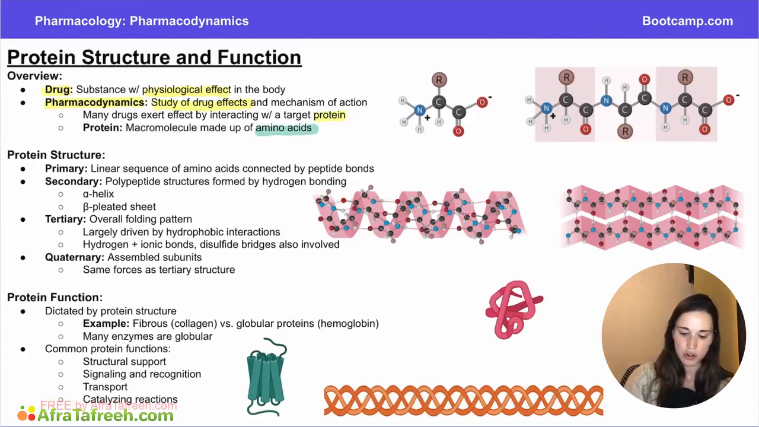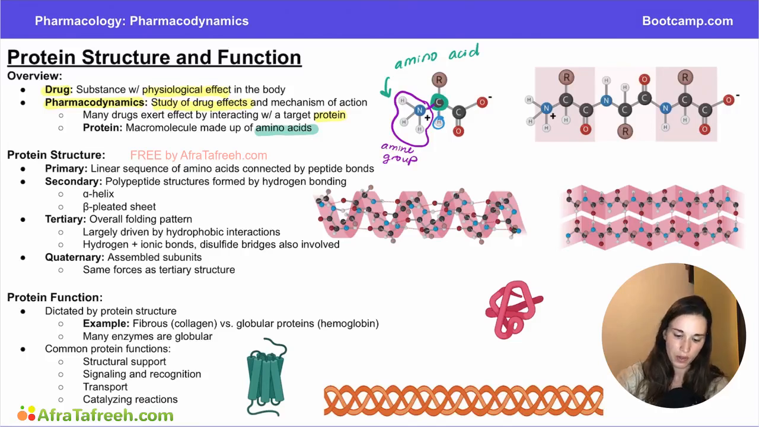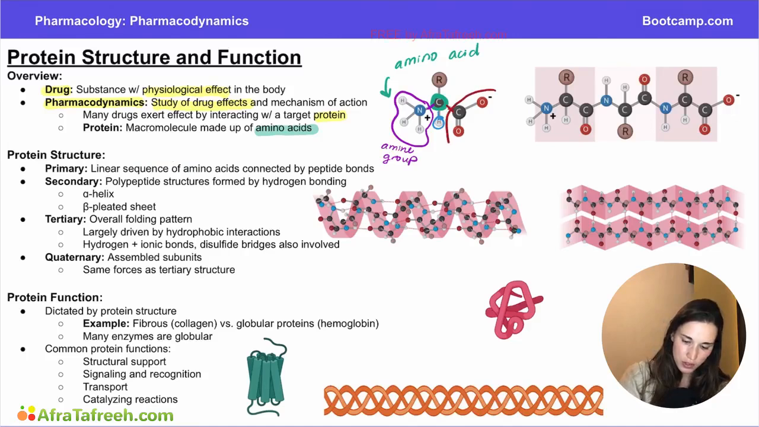Here we have the basic structure of an amino acid, which contains a central carbon that forms 4 bonds. One bond is going to form to this hydrogen atom here. One bond is going to be made with this amine group, which is a nitrogen with 3 hydrogens attached to it. One bond is formed with this carboxylic acid group, which is the carbon with the 2 oxygens.